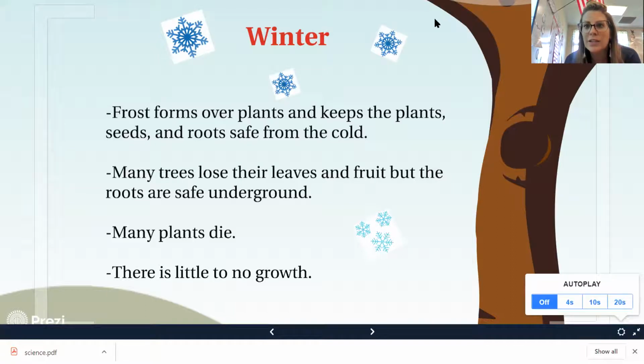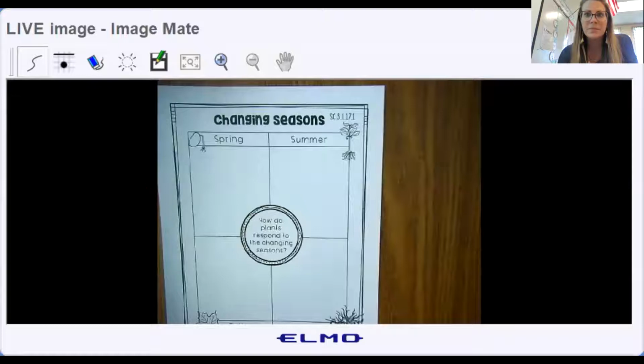Many plants die, and there is little to no growth. All right? So that was a quick little review of what happens for each season. So what I'm going to do now is pull up my graphic organizer, and we're going to write down all that stuff that you've stored in your brain. I hope you're ready. All right, here we go. And give me 1 second, because it does not like to do it.